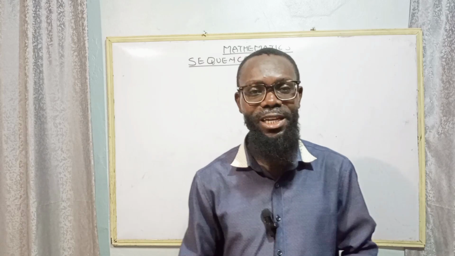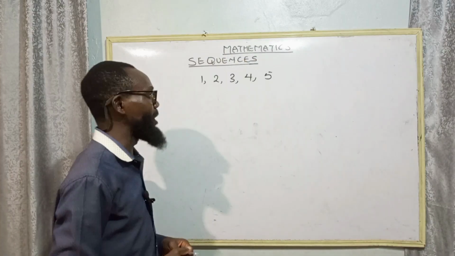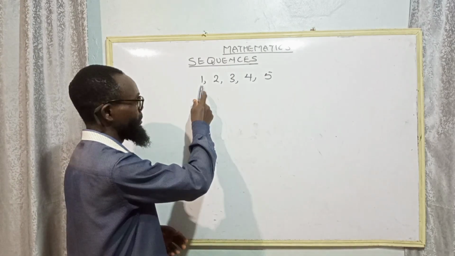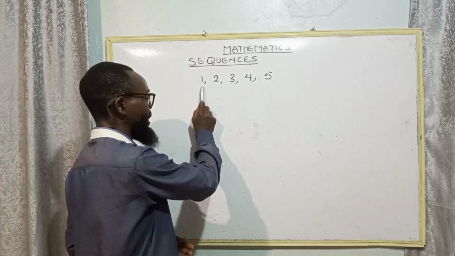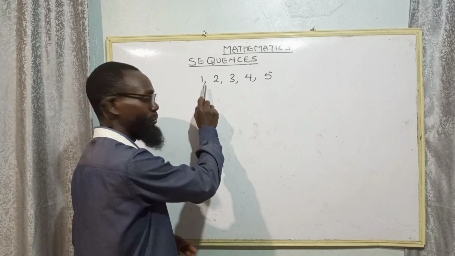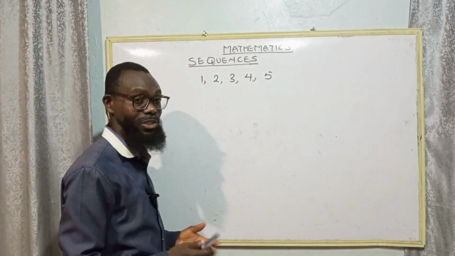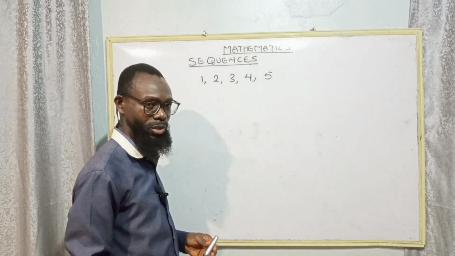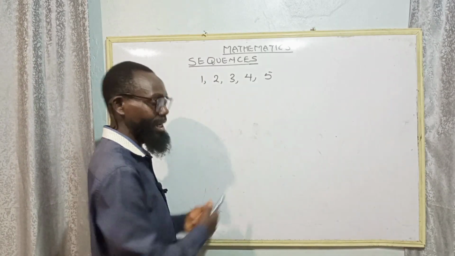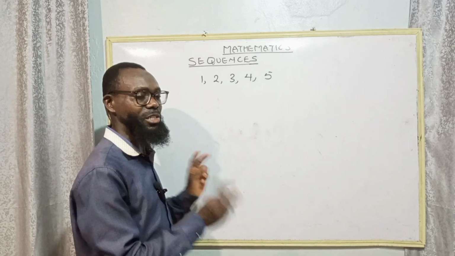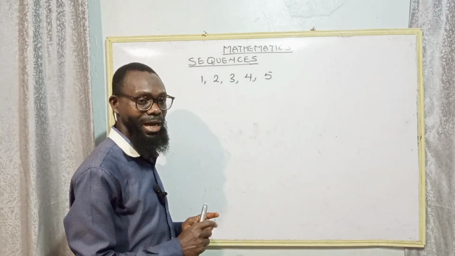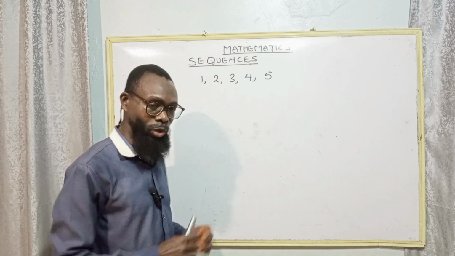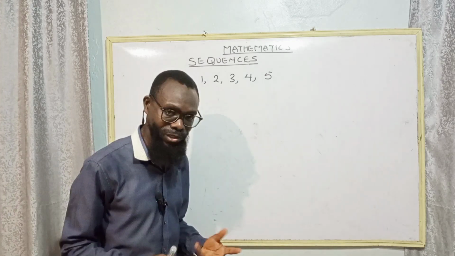Let us consider a set of natural numbers: 1, 2, 3, 4, 5. When you take away the first term from the second term, the difference is 1. When you take away the second term from the third term, the difference is 1. Anytime we have a list of numbers in which the difference between each term and the next is the same, they have the same common rule, and we refer to this as a sequence.